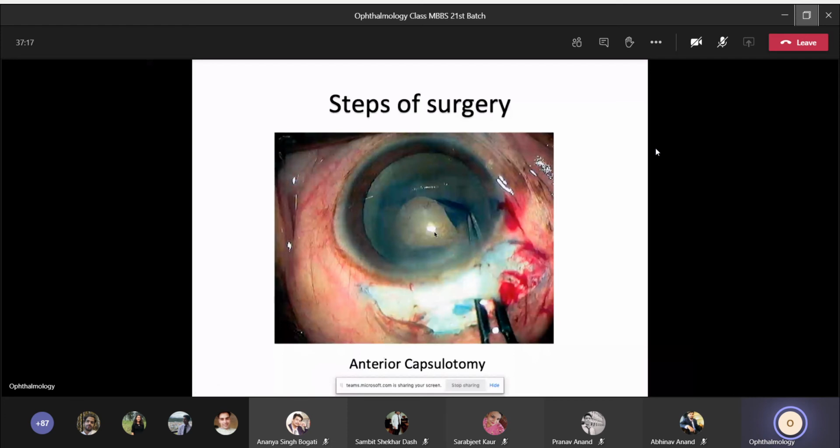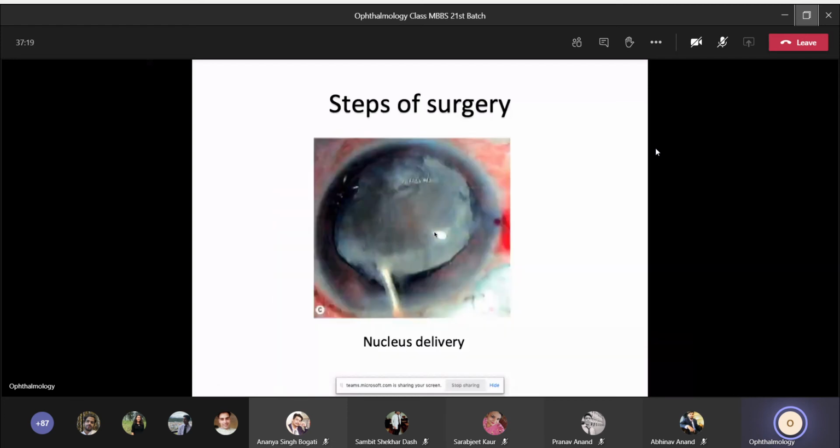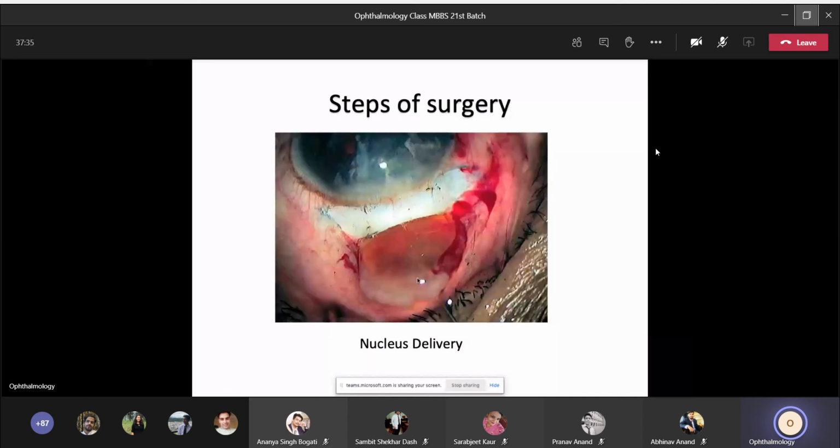Once it is separated, we have to rotate it, bring it to the anterior chamber, and then we have to take it out from the eyeball. That is called nucleus delivery. So you can see in this picture, this is the nucleus. It has been delivered through the incision. We have taken out the nucleus now.